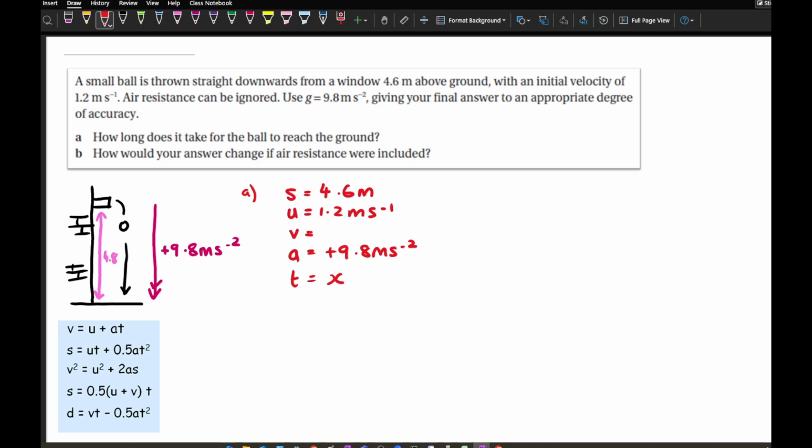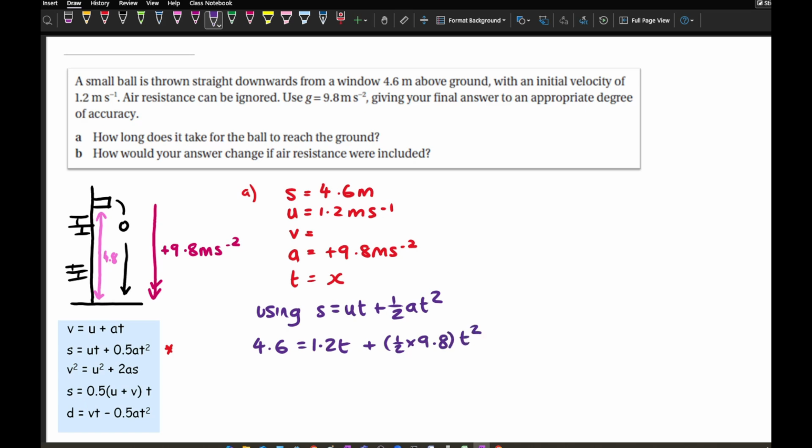So anyway, back to this question. What we're trying to do is we know S, U, A and T, and we're trying to find out what T is. So we then need to select the correct formula, in which I'm going to go for this one here. So therefore, using S equals UT plus a half AT squared, when I substitute the values in, I end up with 4.6 equals 1.2 T plus a half times 9.8 T squared.